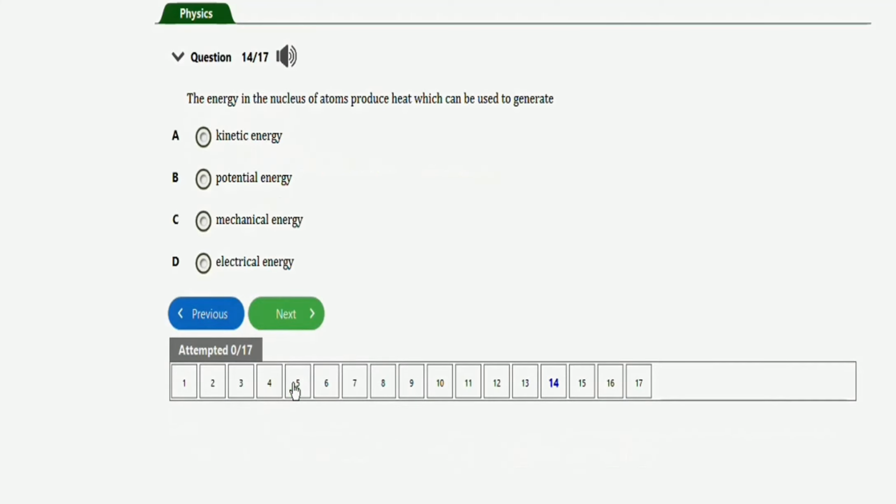The next question will be this one. It says the energy in the nucleus of atoms produce heat which can be used to generate. So this is a simple question. It's electrical energy, which is option D. Alright. Next question will be this one. It says which of the following is a process that is used to generate electricity in nuclear power plants? Okay, so we have nuclear fission, nuclear decay, nuclear transmutation. So the right option is option B, which is nuclear fission. Alright, take note of this question.